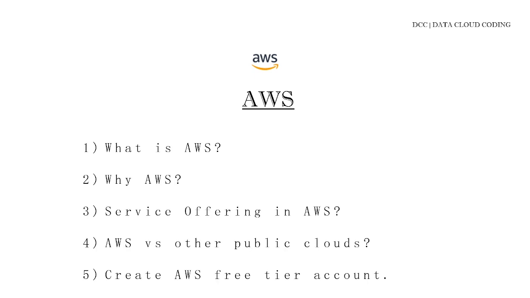So the points of discussion for this video will be, we will see the following points. We will see what is AWS. We will see why AWS, why you should go for AWS, as there are multiple public clouds available in the industry today. We will see about the service offerings that AWS has to provide. Then we will have a short comparison between AWS versus other public clouds. And as the last part, which will be a hands-on demo, we will be looking at how we can create an AWS free tier account.